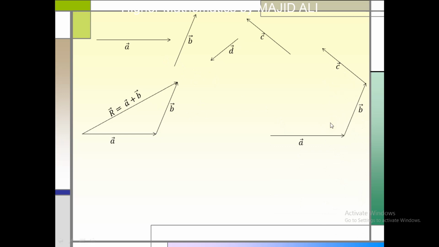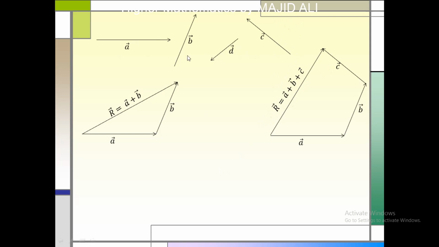As you are seeing, the head of the first vector coincides with the tail of the second vector. This is the head to tail rule. And in the case of B and C, the head of vector B coincides with the tail of vector C. And this is the resultant vector, from the tail of the first vector to the head of the last vector, which is C, and the resultant vector is analytically R is equal to A plus B plus C. This is the analytical representation of the vector addition.